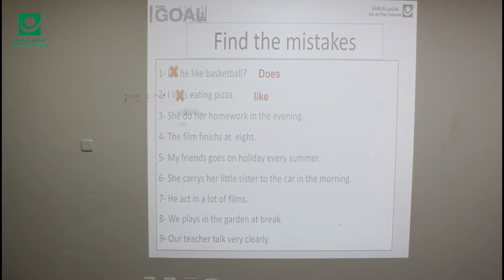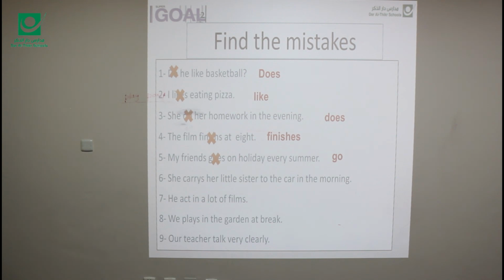Number 3, she do her homework in the evening. She do her homework in the evening. Is it correct to say she do or she does? She does her homework in the evening. The film finishes at 8, but here finish we have S. The verb here ends in SH, so we add ES, finishes. Okay? My friends goes. Can I say my friends goes or my friends go?